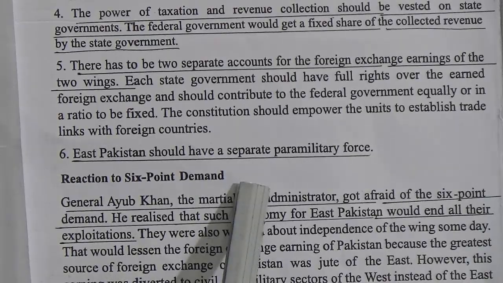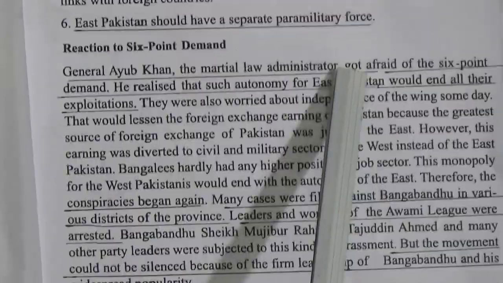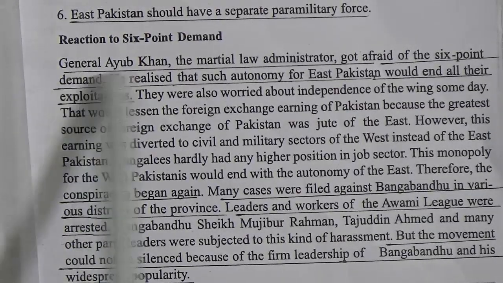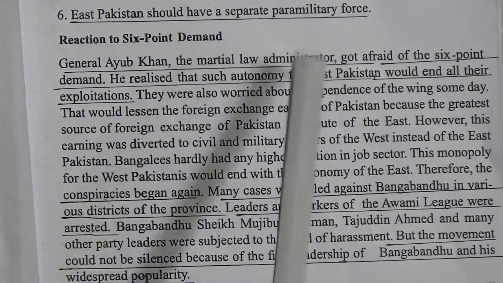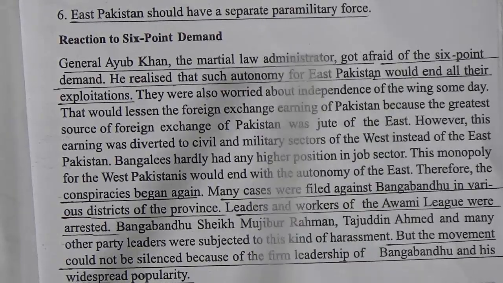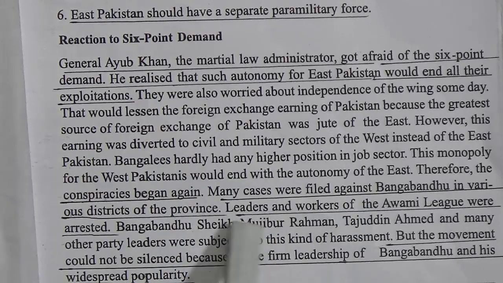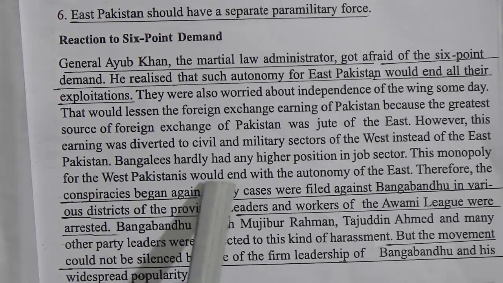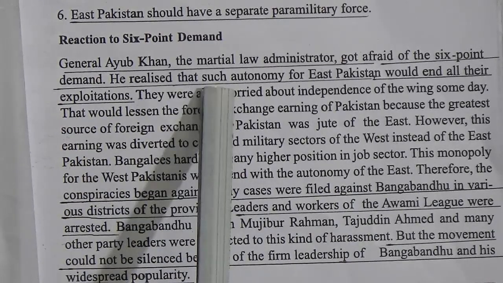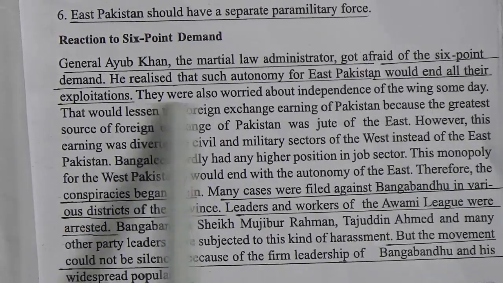Now, the reaction to the 6-point demand. General Ayub Khan, the martial law administrator, got afraid of the 6-point demand. We know who Ayub Khan was. Ayub Khan was a military dictator, and he got afraid of the 6-point demand. That's why he began a conspiracy against East Pakistan. Okay, he realized that such autonomy for East Pakistan would end all their exploitation.